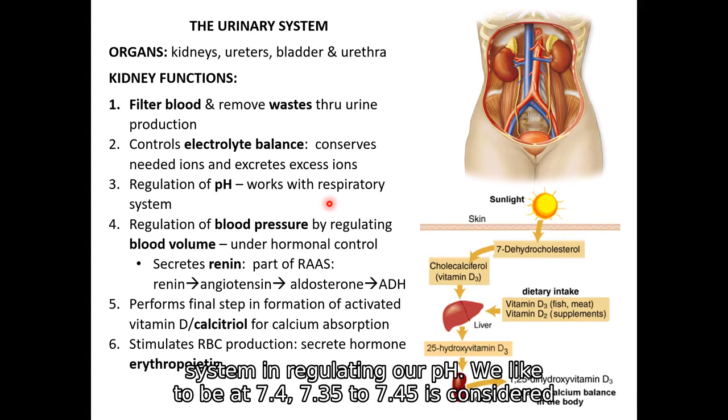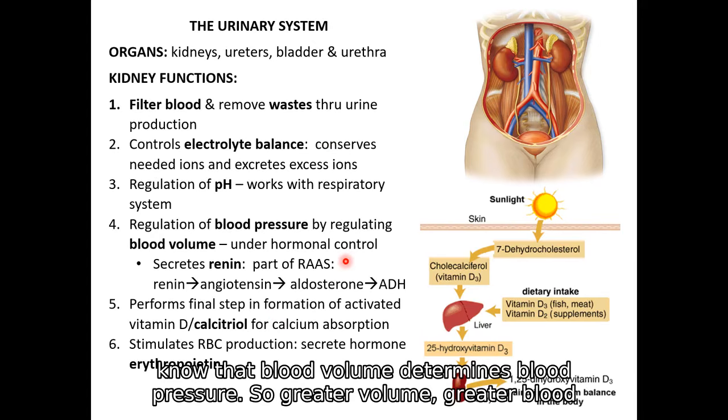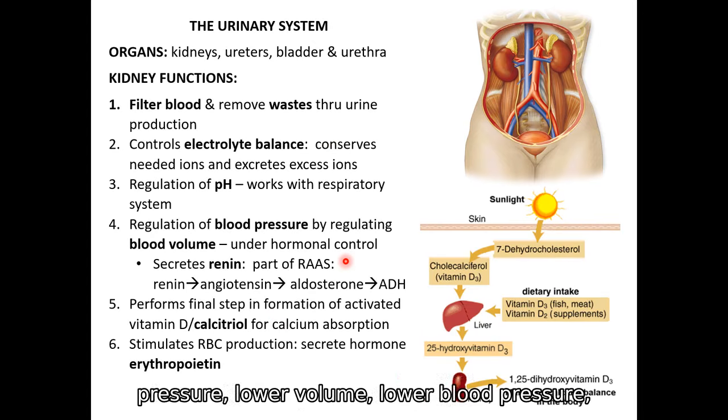They're going to work with the respiratory system in regulating our pH. We like to be at 7.4; 7.35 to 7.45 is considered homeostasis. They also control blood volume, and we know that blood volume determines blood pressure. So greater volume, greater blood pressure; lower volume, lower blood pressure.